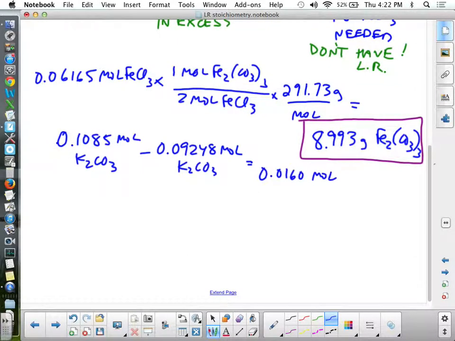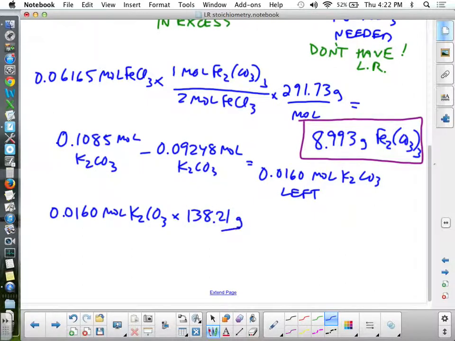gives me 0.0160 moles of potassium carbonate left, and then I'll simply convert that to mass by multiplying by the molar mass. 0.0160 moles of potassium carbonate times its molar mass, 138.21 grams per mole, gives me 2.21 grams of potassium carbonate left.